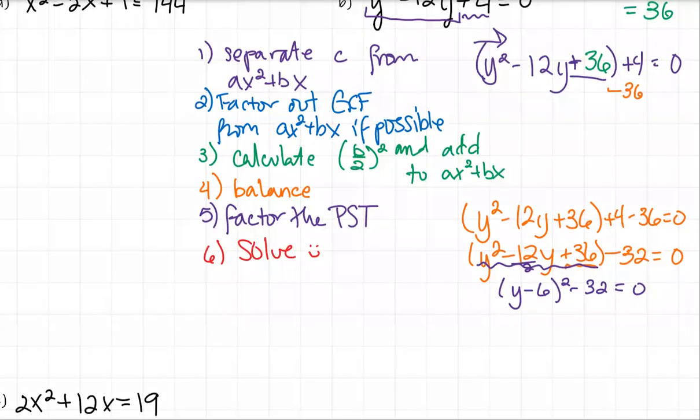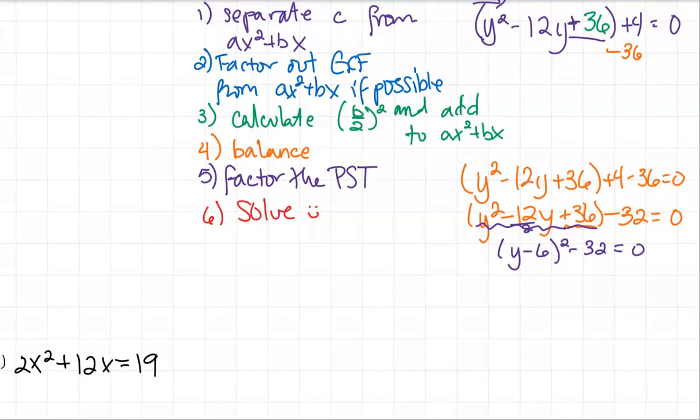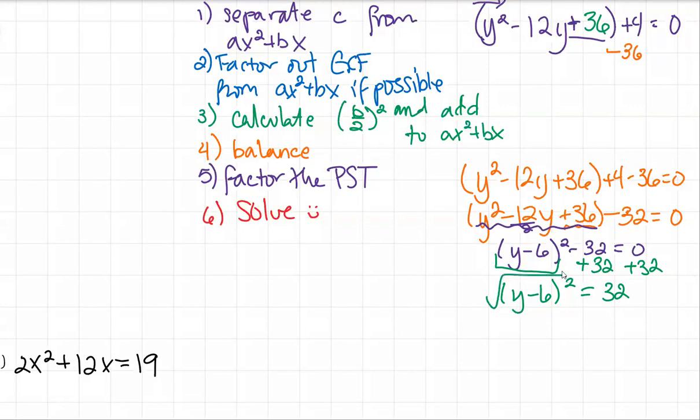Okay, let's solve this. This looks like something from 4.5. Let's get this squared thing by itself. So add 32 to both sides. And we get y minus 6 squared is equal to 32. Square root both sides. Plus minus, don't forget your plus minus, right? We get y minus 6 is equal to plus minus square root of 32.